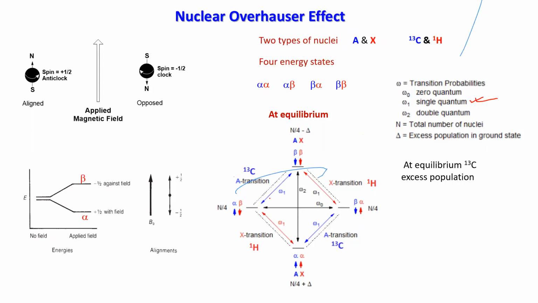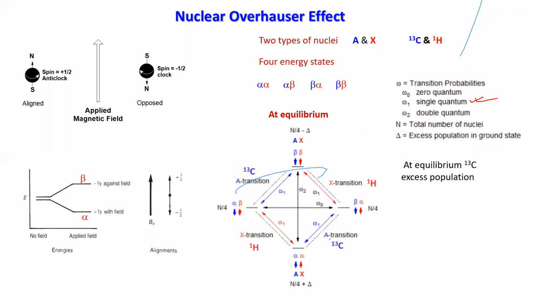Similarly, in the opposite direction, you have alpha beta and beta beta. So alpha is getting changed to beta, whereas the red color beta remains the same. That means the proton is not undergoing any change, only the carbon nuclei is undergoing change. So we call this single quantum transition.